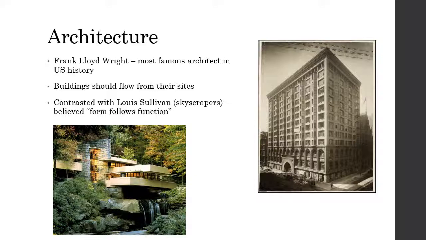Architecture, this is also the rise of probably the most famous architect in U.S. history, Frank Lloyd Wright. His architecture is shown below. He is in direct opposition to the general thrust of architecture at the time, characterized by Louis Sullivan, who basically builds skyscrapers, these big, boxy, form over function buildings. Whereas Wright wants things to flow with nature. He wants things to be aesthetically appealing.